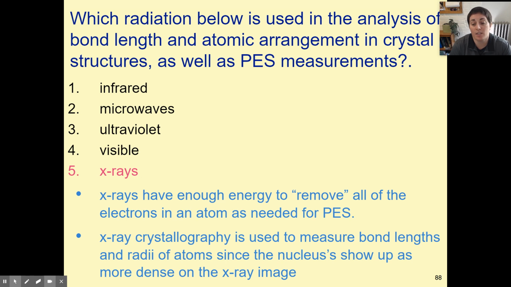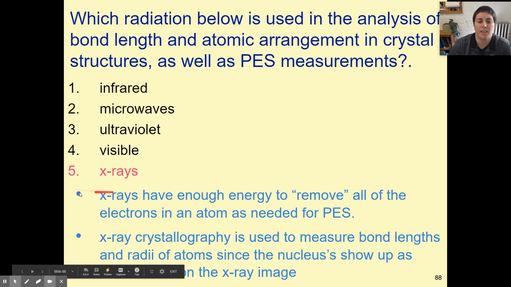And they're used in crystallography and used to measure bond lengths because the nucleus in those images shows up as more dense than the X-rays do in the image. So that's why X-rays are used there. Don't really worry about that though. The key piece is to know that X-rays are used in PES.